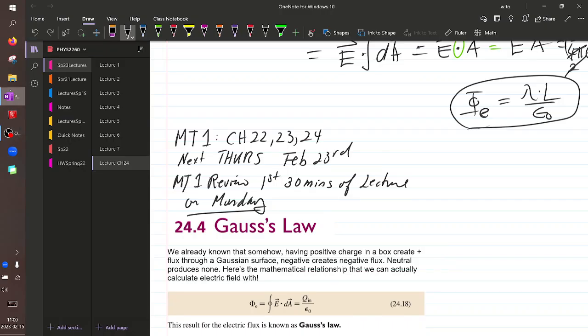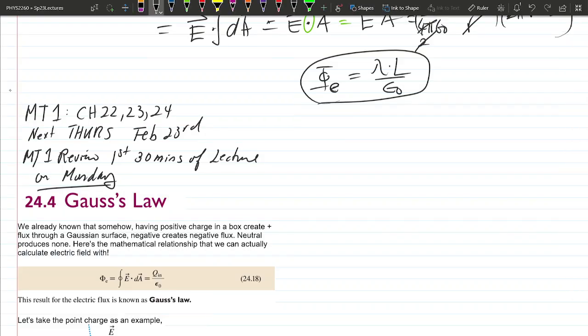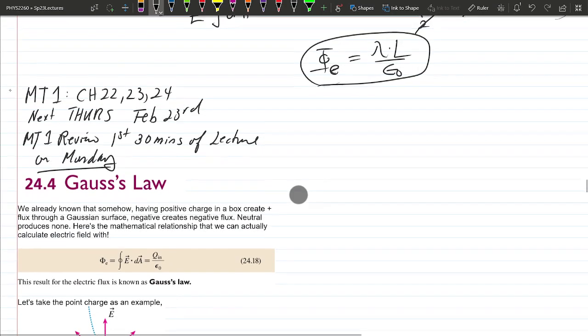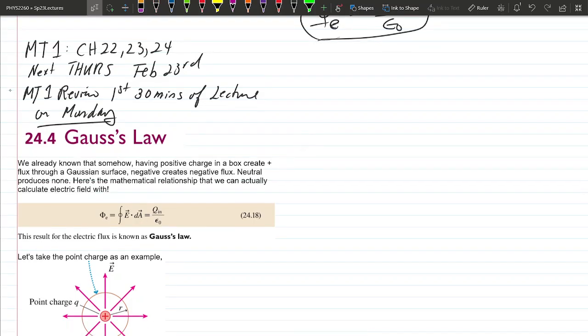Okay, so before we get started today on the next section in our journey through chapter 24 on Gauss's law, just a reminder that we're going to have our first midterm next Thursday, covering the first three chapters, right? The electric force, electric field, and then right now we're on Gauss's law, which is just a way to calculate the electric field or a charge distribution.